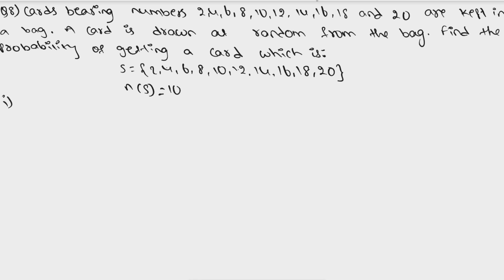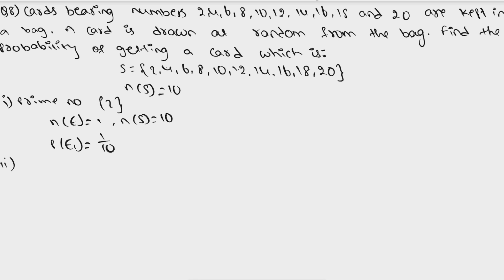First we need to find the probability of getting a prime number. As we know, except 2, all the numbers are composite numbers. So here we'll have only one element. N of E, the number of favorable outcomes, is 1 and the total outcomes are 10. The probability of this first event is 1 by 10.